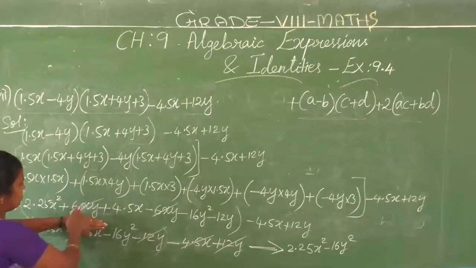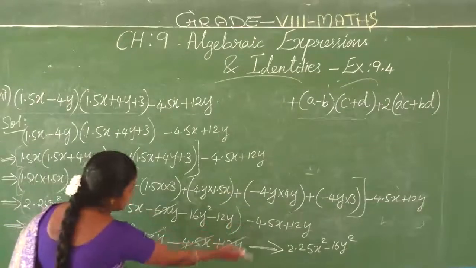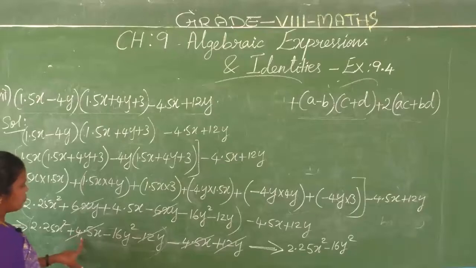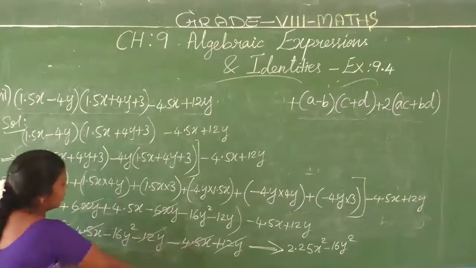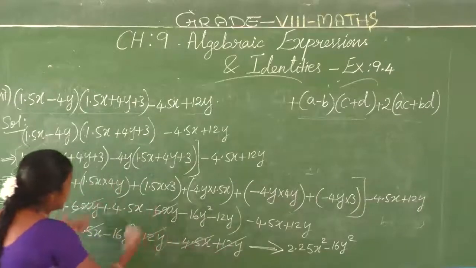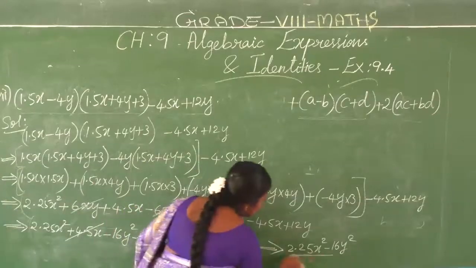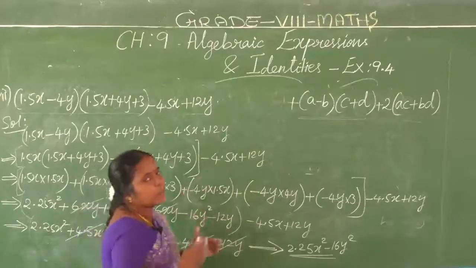Already in this category, plus 6xy minus 6xy gone. The remainder part, after adding this, which are going to cancel, plus 4.5x and this. One more cancel part means minus 12y plus 12y. So the remainder part is the x square part and y square part. So our final answer is this one. Clear children? A little bit bigger level only.